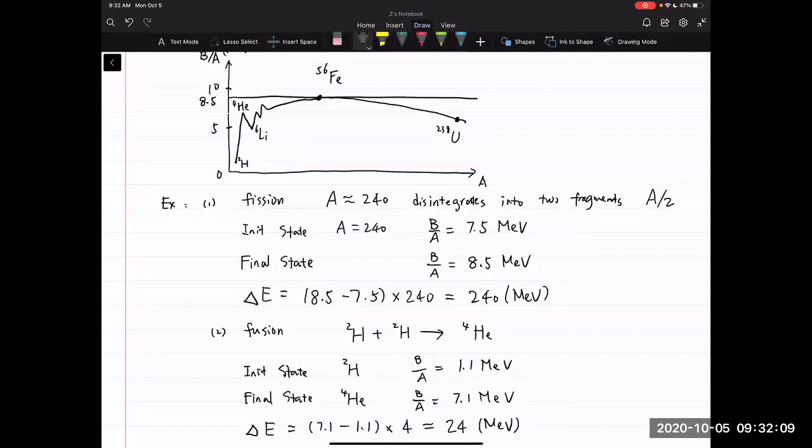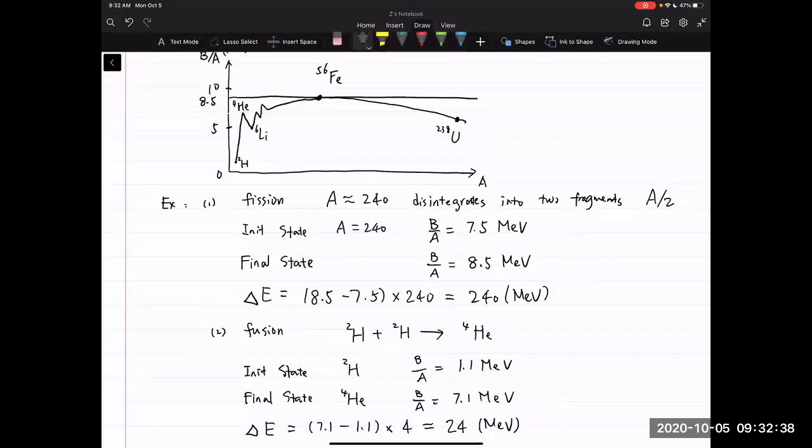So the full description of this curve, of course, relies on quantum mechanics. But there is a semi-empirical formula to describe this curve, the so-called liquid drop model. The liquid drop model essentially considers the nucleus as a drop of liquid, with a certain skin layer. So this goes back to what we talked about last time.